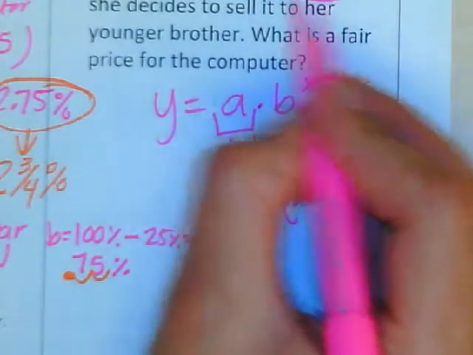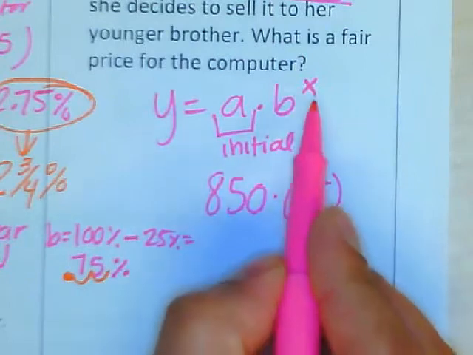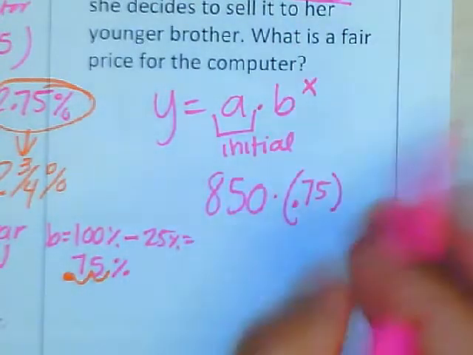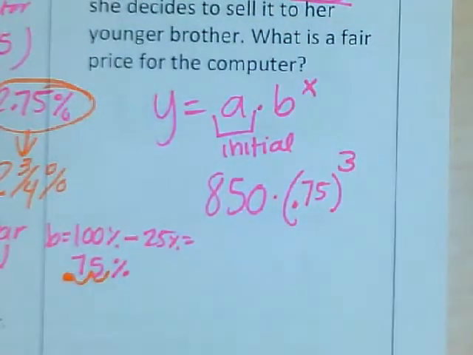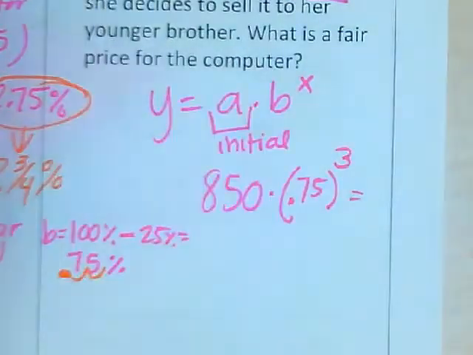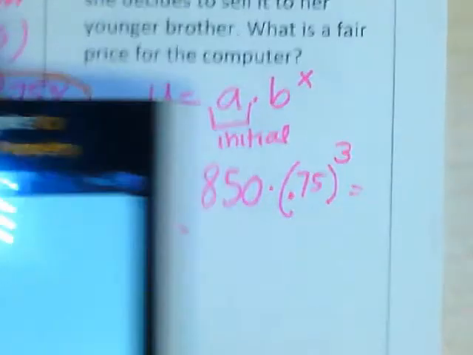And it says here years. The X is always the time unit, which is 3 years. So after 3 years, what would it look like? So you would plug all that into the calculator to figure out how much it would give you.